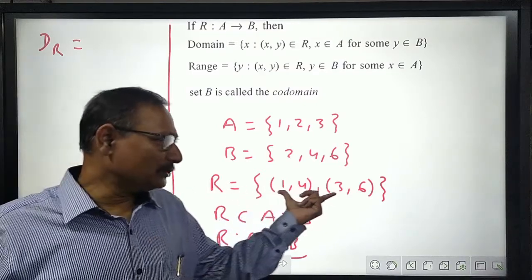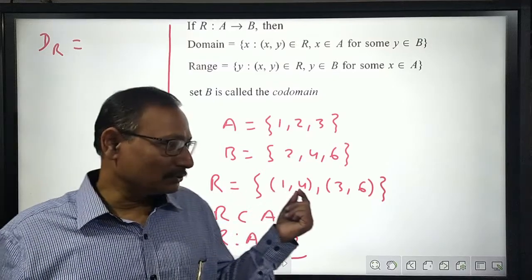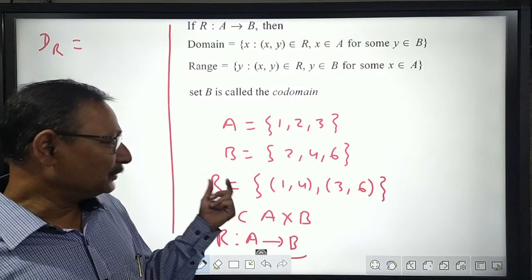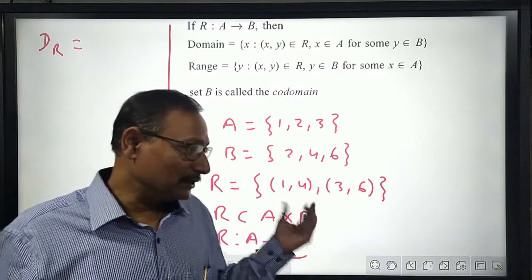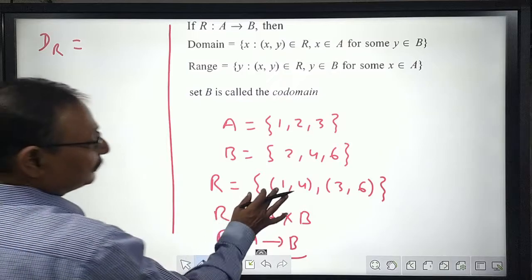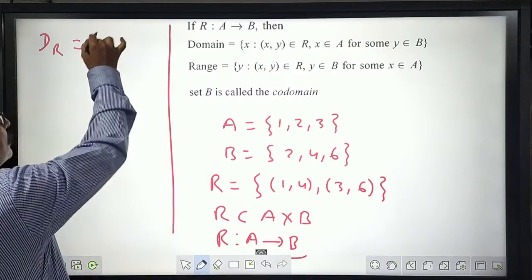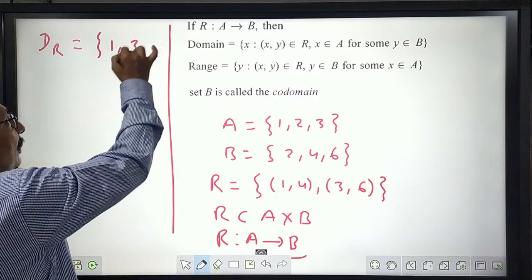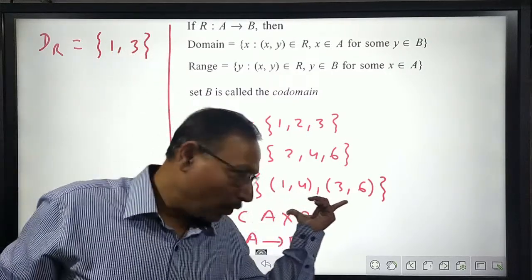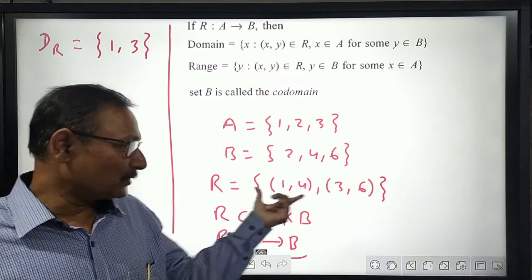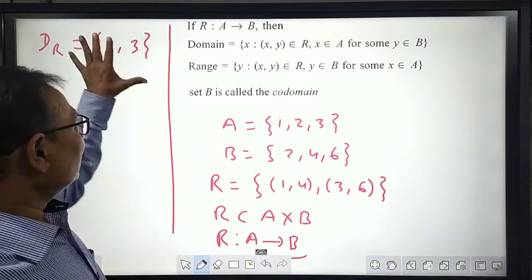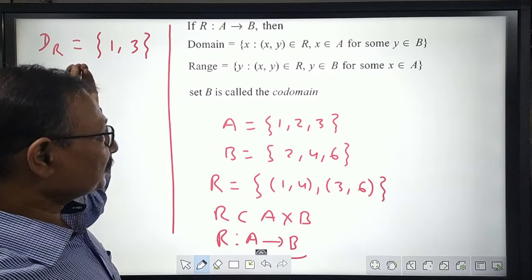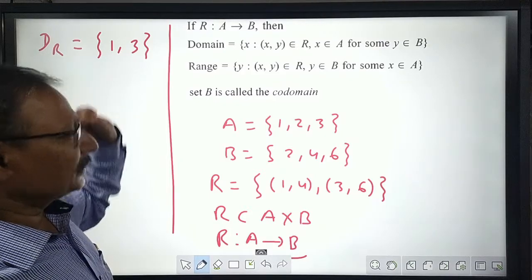So out of these ordered pairs, if we take the first elements of these pairs, then we have 1 and 3. 1 is the first element of 1 4 and 3 is the first element of 3 6. So of these two ordered pairs, if we take the first elements 1 and 3 and collect them as elements of a set, then this set is called the domain of the relation.